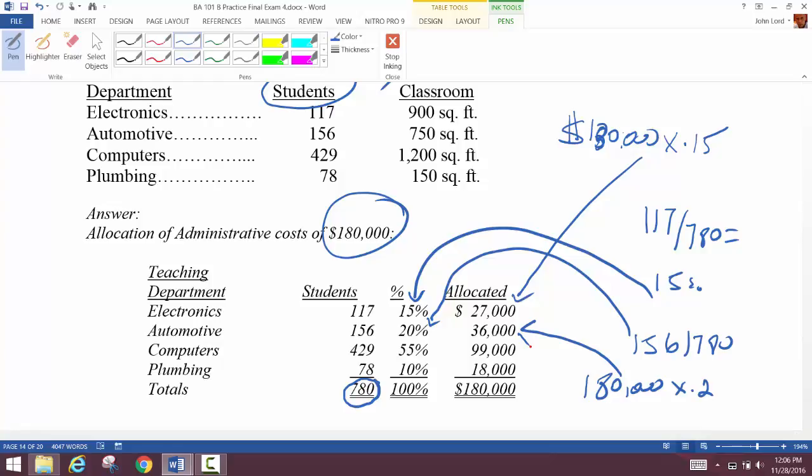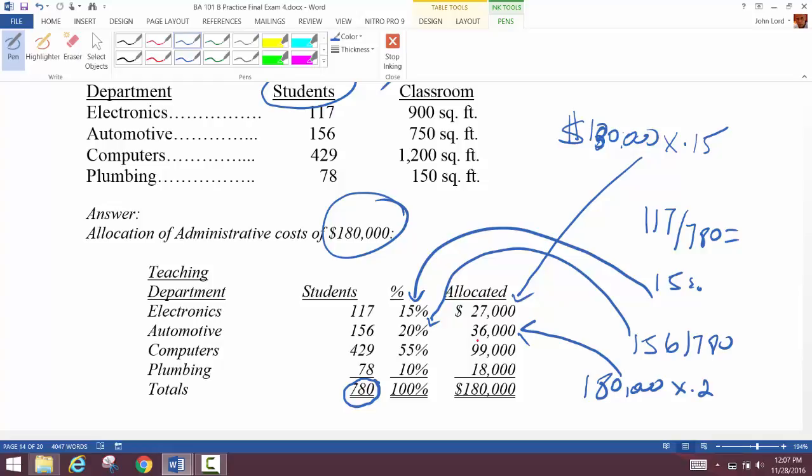Right? So we've allocated all these costs, and you're saying, well, which one's the right answer? This is not a multiple choice. This would be what you would be expected to do, is hand in an answer in which you have gone through and systematically done all this, right? On your exam, I might just ask you for the electronics department, or the computer department, and I might ask you, total cost for the electronics department.